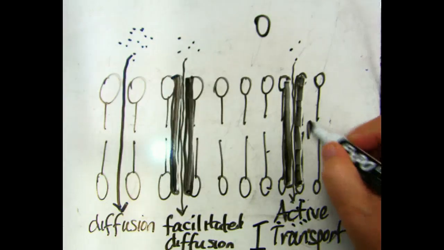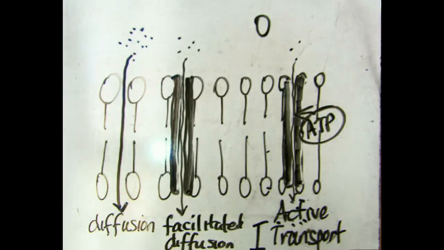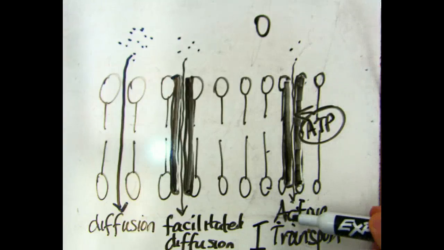And we need energy in order to have active transport. So ATP, which is energy, needs to be used to get those things in to the channel and across the cell membrane into the cell.